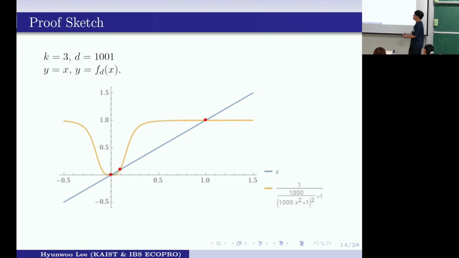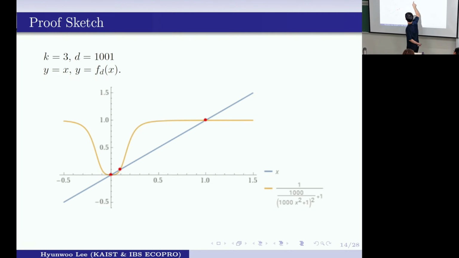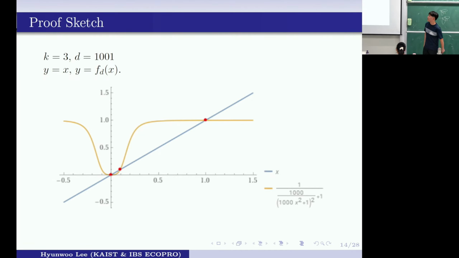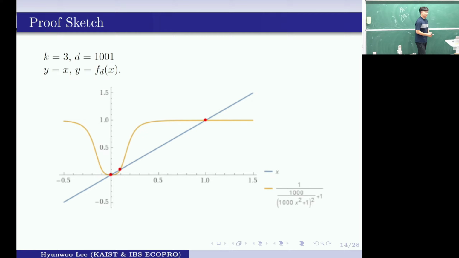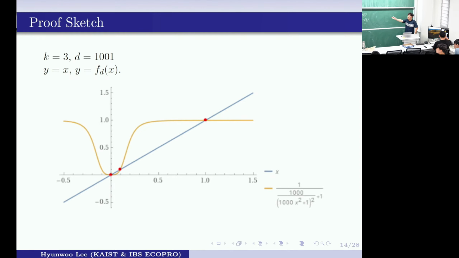But in this system, if we start with this point, it does not converge to this one. If we start here, then it goes to this value. And if we start at this point, then it approaches this almost 0 point. So this is why we can disprove the conjecture for k at least 3. We can prove that when k is at least 3 and d is sufficiently large, all the graphs have this type of shape.